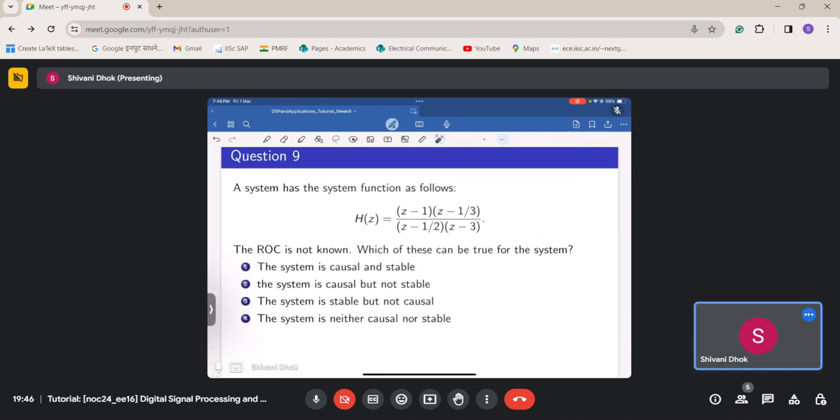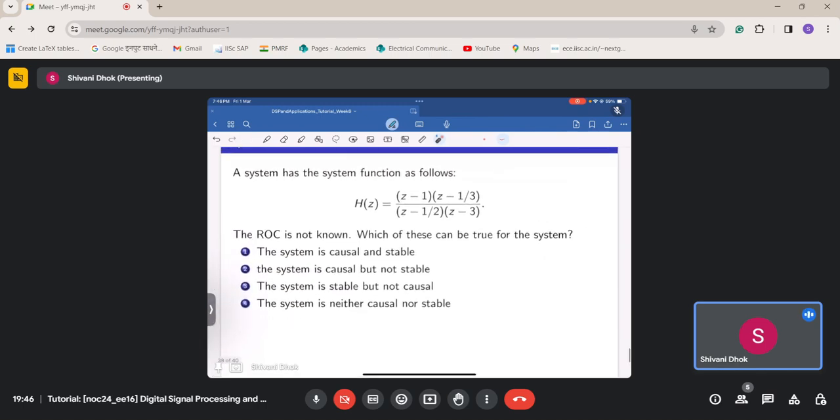Okay. A system has the system function as follows: H(z) = (z - 1)(z - 1/3) / ((z - 1/2)(z - 3)). The ROC is not known. Which of these can be true for the system? So this is a multiple answer question.